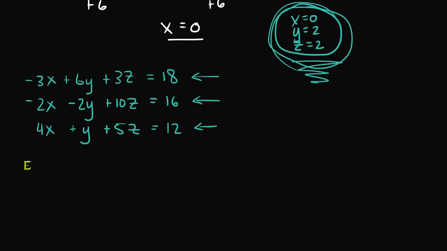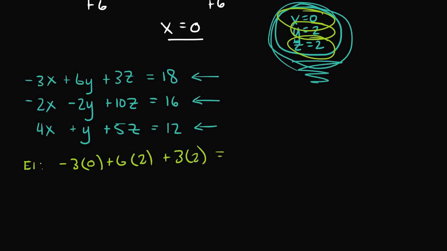Let's look at equation 1 first. So negative 3x, x is 0, right? Plus 6 times y, y is 2, plus 3 times z, z is 2, right? And that's equal to 18. Well, negative 3 times 0 is 0, plus 6 times 2 is 12, plus 3 times 2 is 6, and that's equal to 18. Well, 12 plus 6 is in fact 18, right? That's equal to 18, so the first equation checks out.